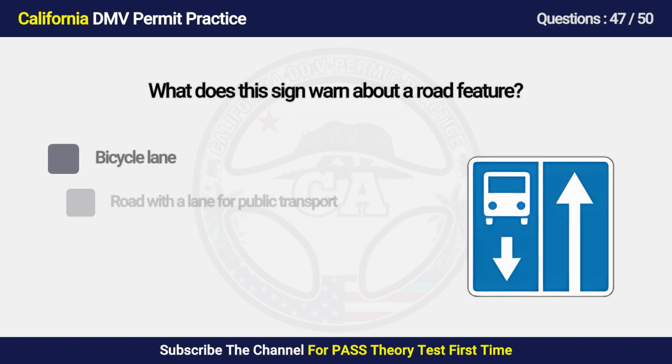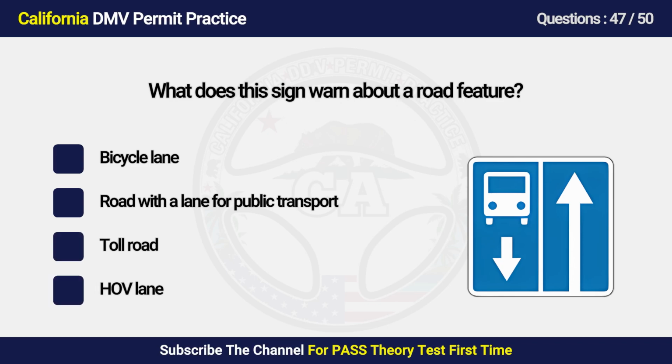Question 47. What does this sign warn about a road feature? A. Bicycle lane. B. Road with a lane for public transport. C. Toll road. D. Lane.